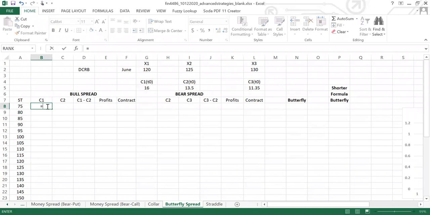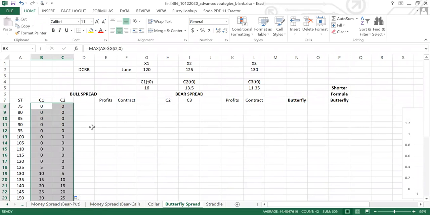The intrinsic value of call option 1, which has strike 1, is the maximum of the stock price minus the strike 1, or 0. Then the intrinsic value of call option 2 is the max of the stock price minus strike 2, or 0. After we have this, I'm going to eliminate this intermediate step. We just scroll this down and we see we have already done this before.